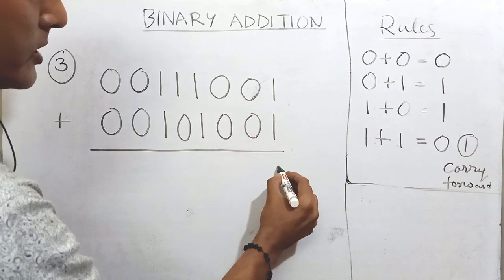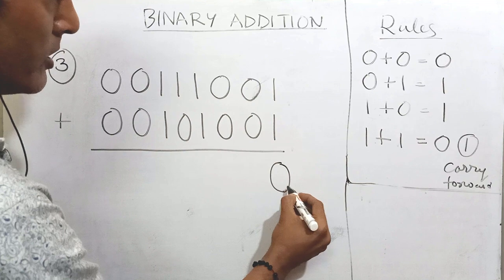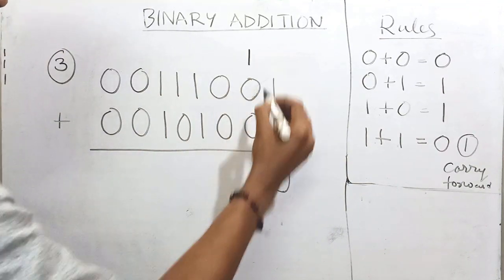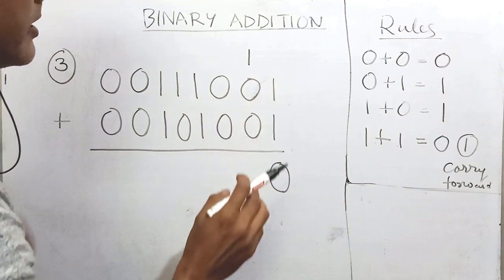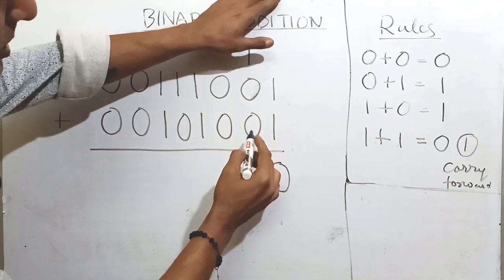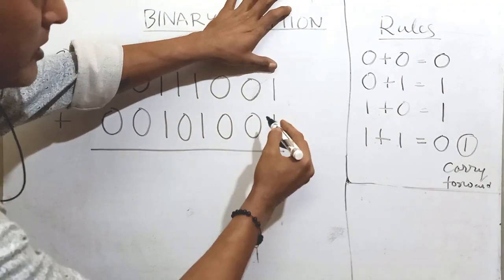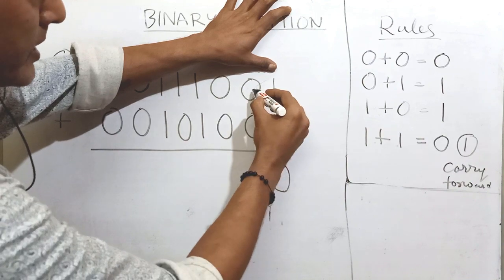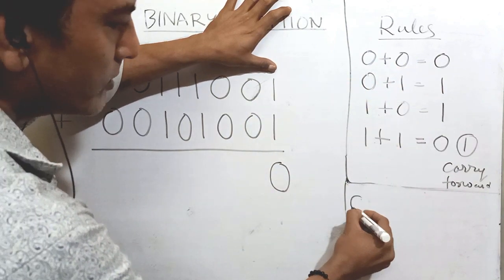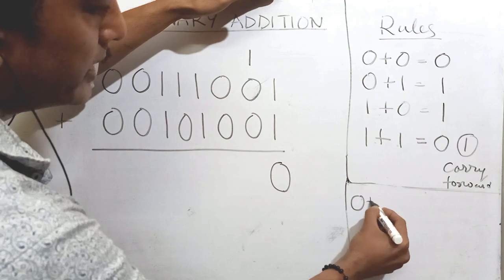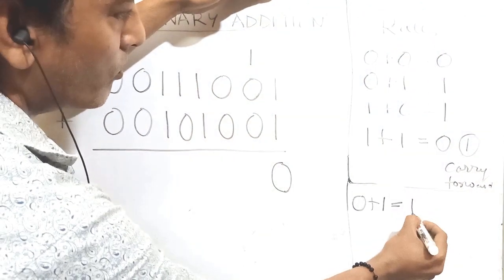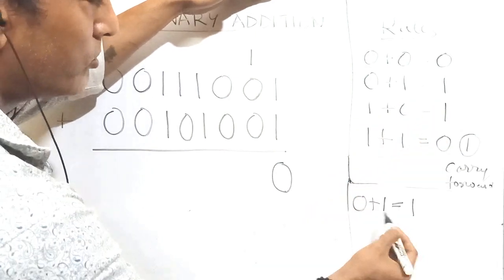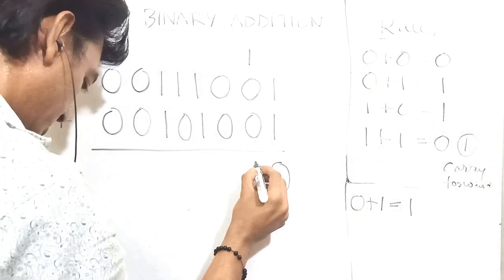1 plus 1 is equal to 0. We get a carry over here. Now we will add these two numbers. For the time being, we'll forget this. 0 plus 0 is equal to 0. Then we'll add this carry over, which is equal to 1. 0 plus 1 is equal to 1. So we'll bring here 1.